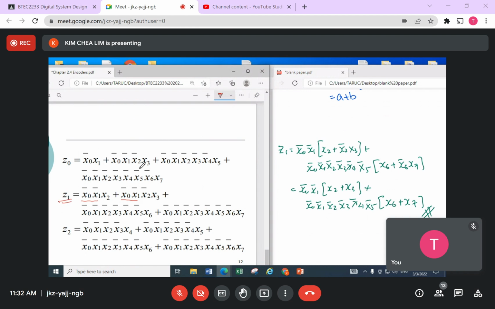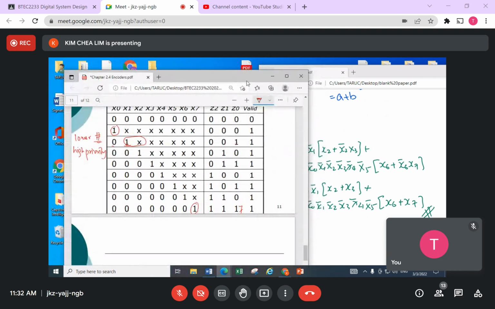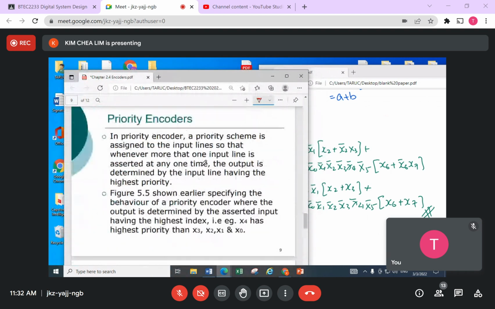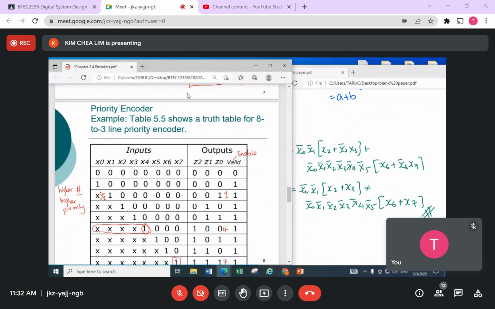So we can apply the same thing for Z0. Do I need to show that? I don't think so, because it's a matter of being careful and simplifying it. So you're going to find that for this priority encoder, I only show you the low number, high priority. The high number, high priority is in your tutorial. The final answer is there. So we will try it out in our tutorial rather than me doing everything. That ends this part here.